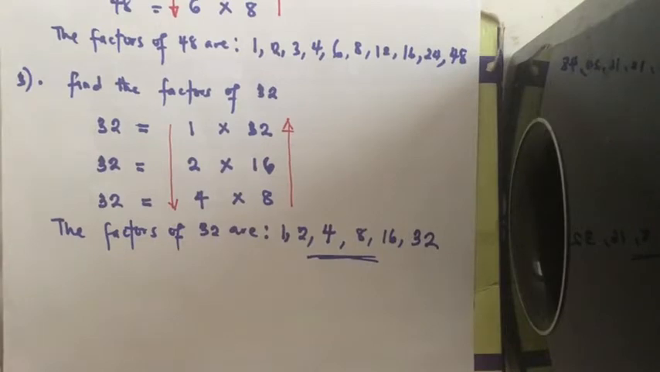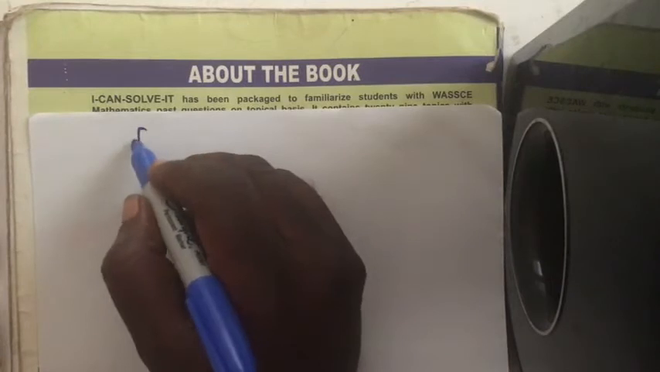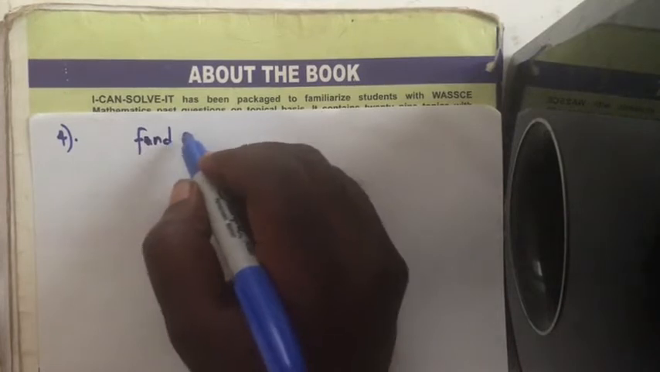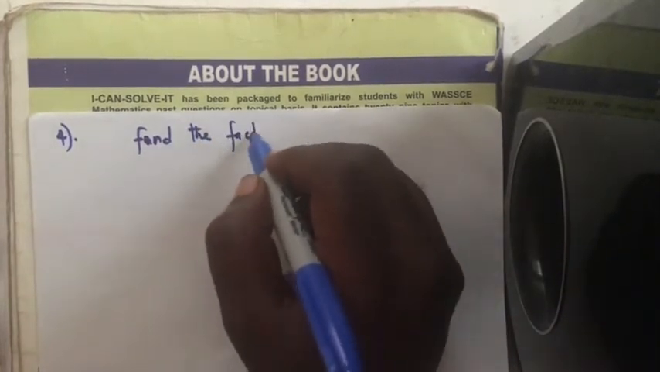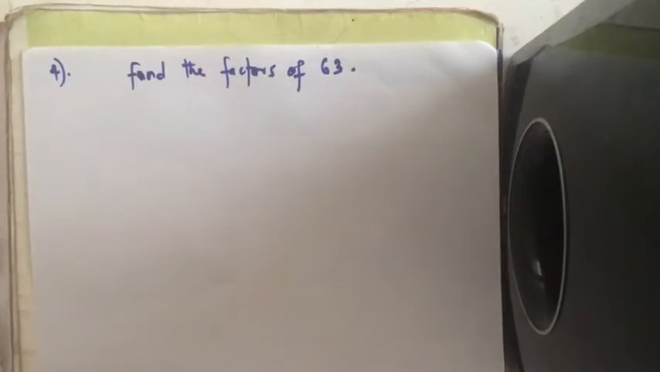Now, let's think of another example. This could be the last example. Here we're going to look at how to find the factors of 63. That's number 4. Find the factors of 63.